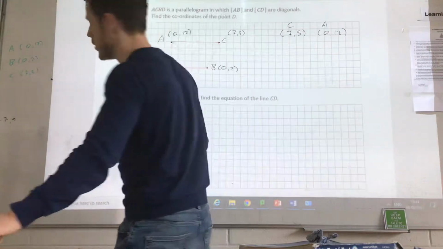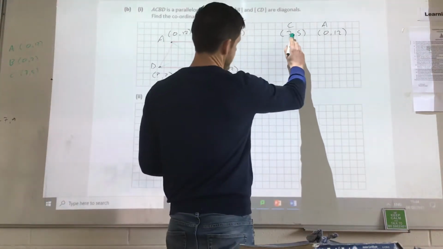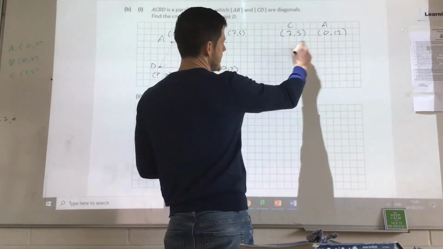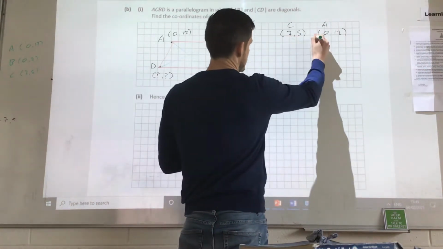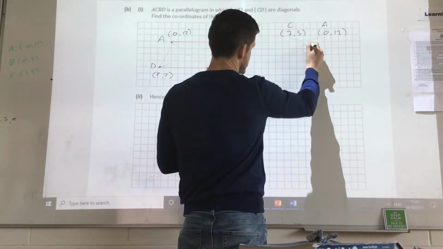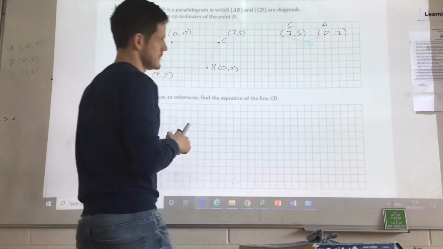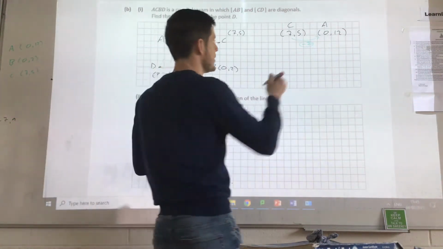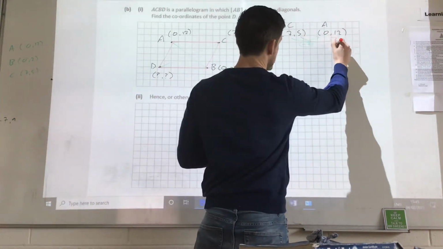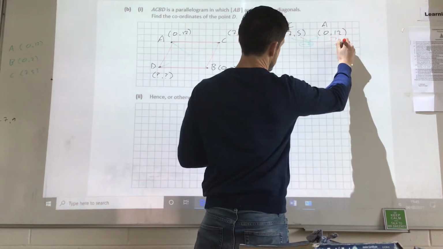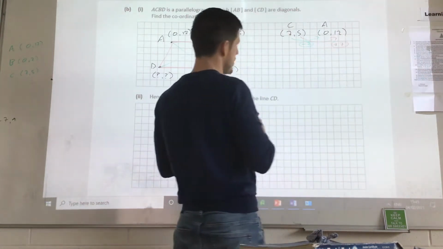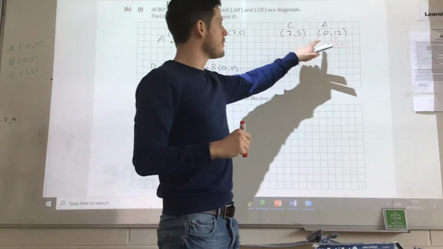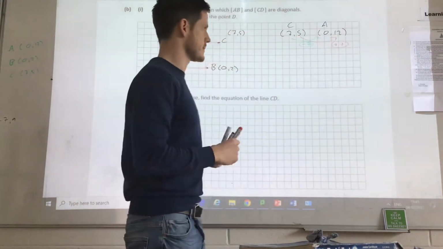Well, look at my x coordinates. My x is 7 and my x is 0. So if I go from 7 to 0, I go back -7. And if I go from 5 to 12, I go +7. So going from 7 to 0, x to x, I go -7. Going from 5 to 12, I go +7.